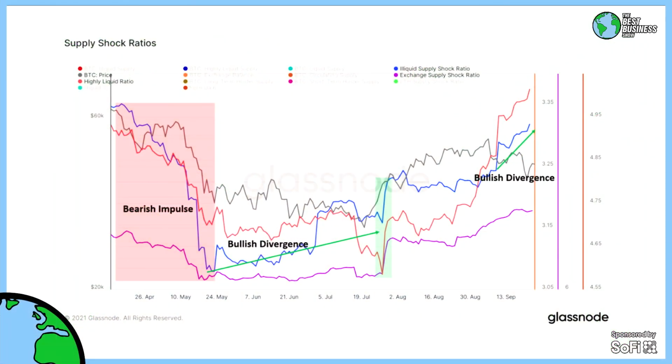Supply shock ratios, we've been talking a bunch about this, and it looks like we've got this bullish divergence that's playing out here. So what are you seeing on this? Right. So we have three different metrics here. The blue one, which I talk about all the time, is the illiquid supply ratio. Essentially, this is just capturing the movement of coins from those liquid entities to the illiquid entities. So movement of coins from weak to strong hands.